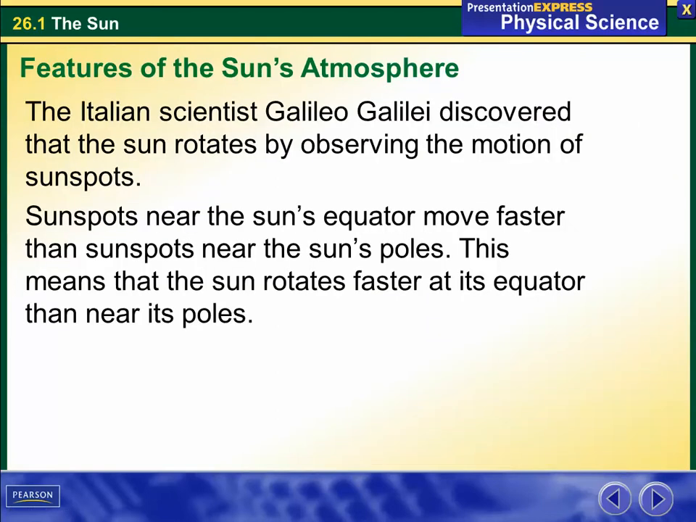One interesting thing about sunspots is that the Italian scientist Galileo Galilei discovered that the sun rotates by observing the motion of sunspots. He was able to identify where the sunspots were, and he noticed that sunspots near the equator move faster than sunspots near the poles of the sun. Man, I'm saying the word sun a lot. So it's a pretty simple connection: if the sunspots near the equator are moving faster, that means the sun is rotating much faster at its equator than it is near its poles. Galileo Galilei, the father of astronomy, is always coming up with something interesting. It seems like his name gets thrown around with everything. He made a lot of interesting observations, one of them being the sunspots of the sun.